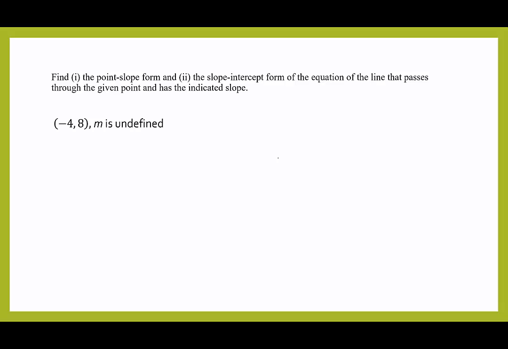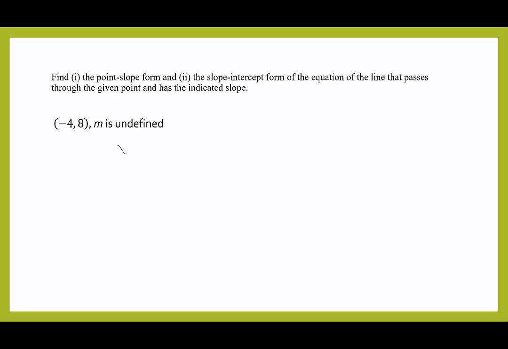Okay, last example. Wait, slope is undefined. So we actually can't put it in point slope form, nor can we put it in slope-intercept form. We can write the equation, but it's not of either of those forms because there's no slope. We can't do anything with slope because it's undefined.